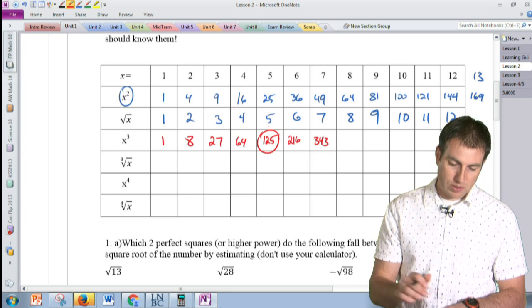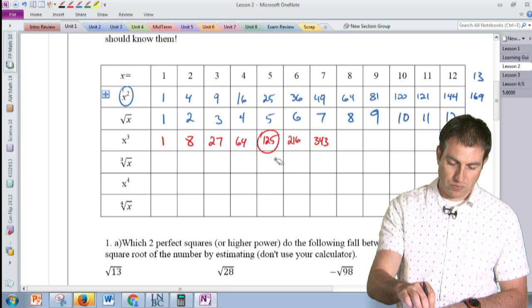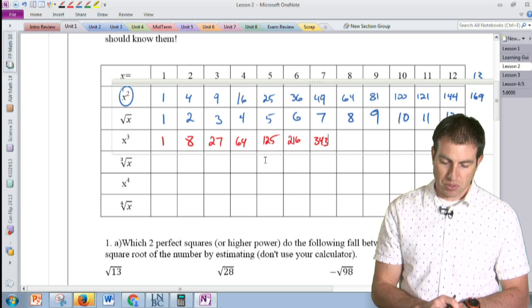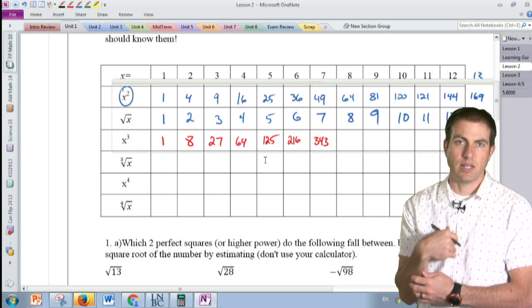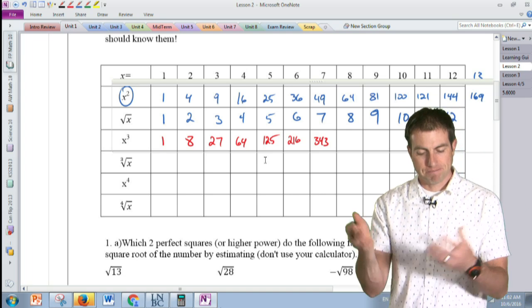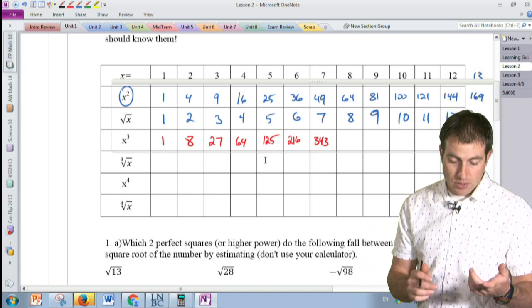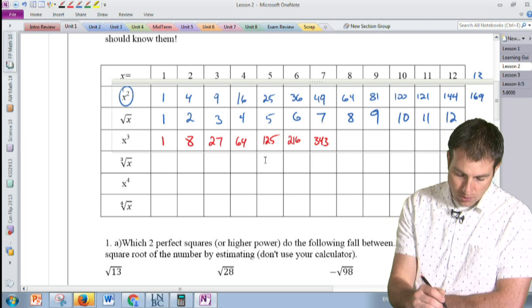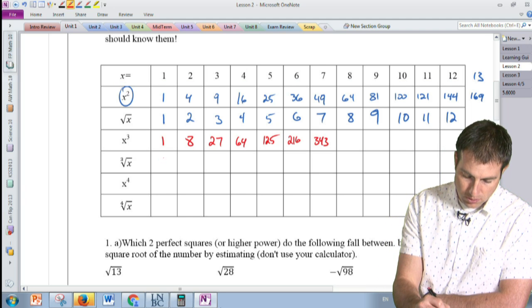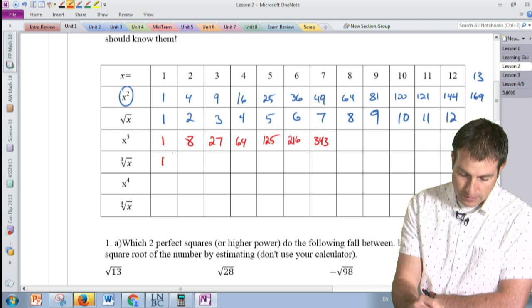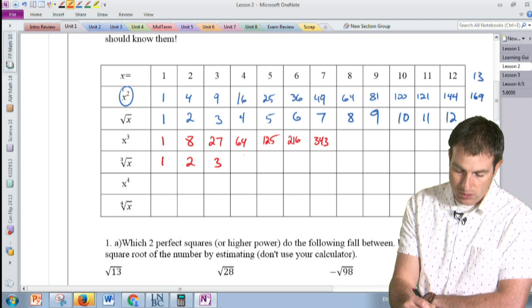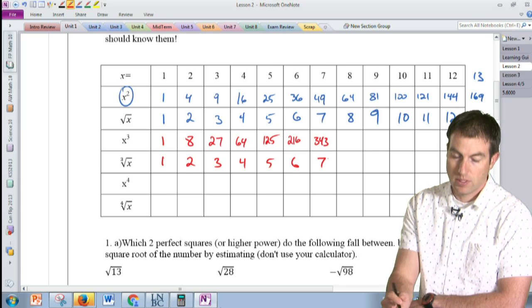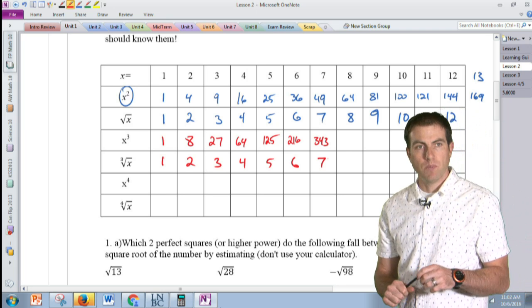So know them inside and out. 8, 27, 64, 125. Those are your perfect cubes. The 216, 343, I never remember those. If a question runs into those, I'll just write it down. The cube root of 1 is just still 1. The cube root of 8 is 2. 3, the cube root of 64 is 4. 5, 6, 7. There we go.